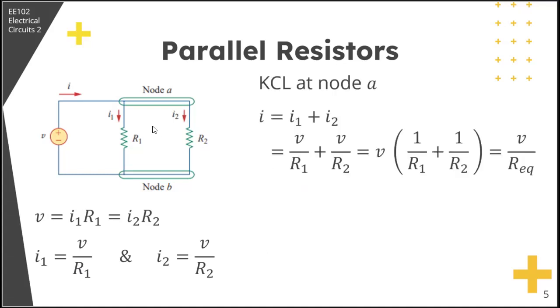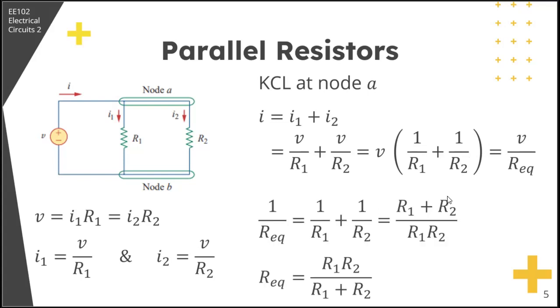If we apply KCL at node A, right? The alternative statement of KCL is that what enters equals what leaves. So I is equal to I1 plus I2. Substituting the expressions of I1 and I2, we have V over R1 plus V over R2. Factor out V, so we have V times 1 over R1 plus 1 over R2, that's equal to V over R equivalent, where R equivalent is the equivalent resistance of the resistors in parallel.